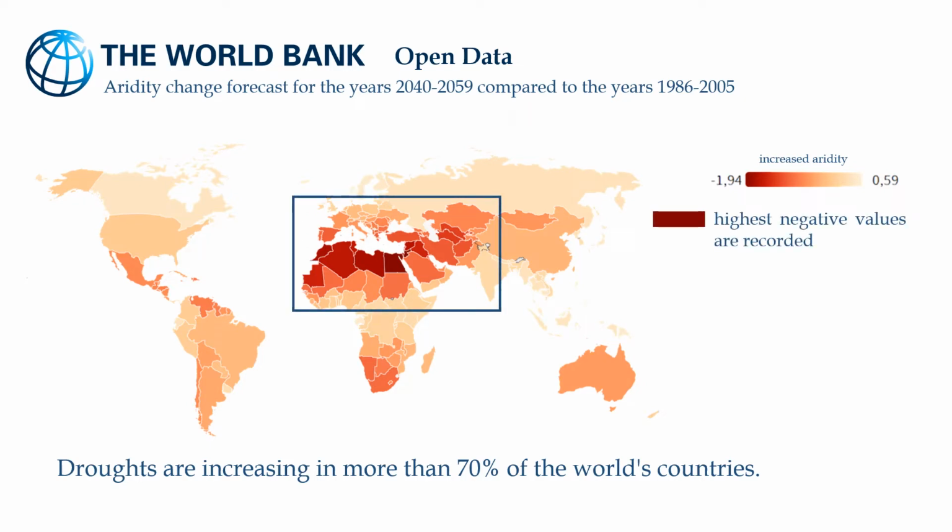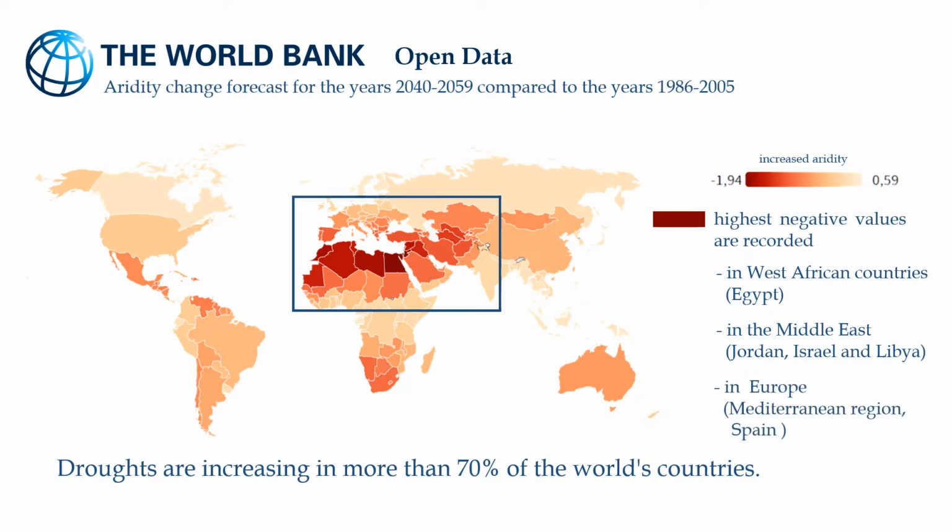The highest negative values are recorded in West African countries, first of all Egypt, in the Middle East, especially Jordan, Israel, and Libya, while in Europe the most problematic situations are to be found in the Mediterranean region and in particular in Spain.